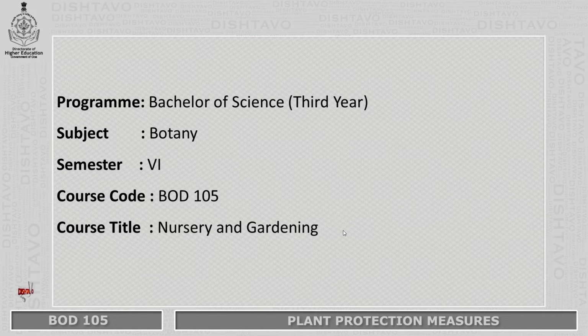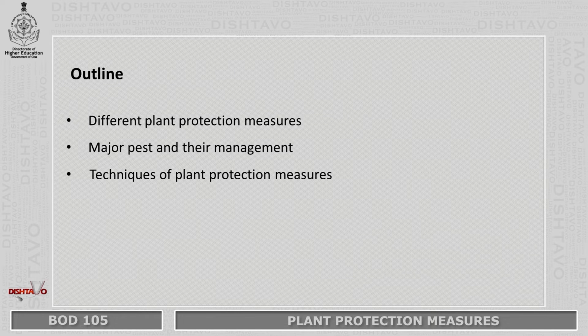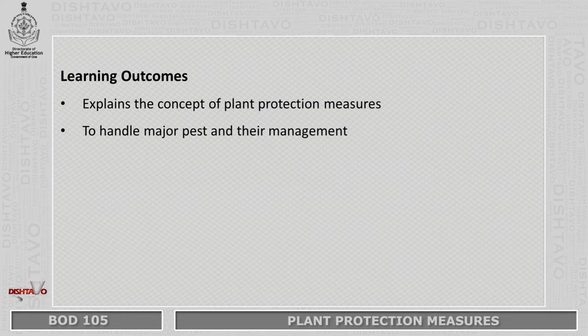Program Bachelor of Science, 3rd year, Subject Botany, Semester 6, Course Code BOD105, Course Title Nursery and Gardening. Title of the unit: Nursery. Module Name: Plant Protection Measures. Outline: different plant protection measures, major pests and their management, techniques of plant protection measures. Learning outcomes: explain the concept of plant protection measures to handle major pests and their management.